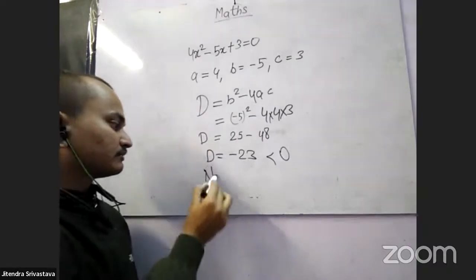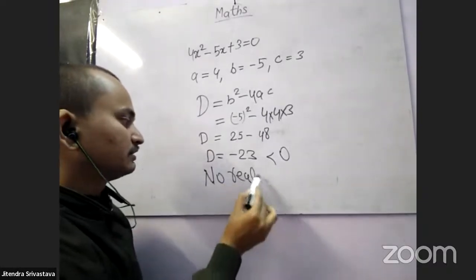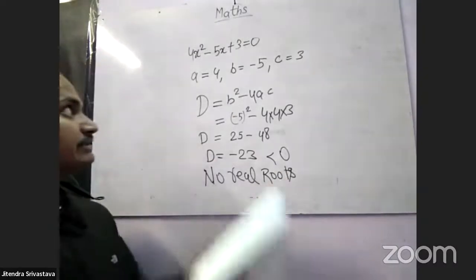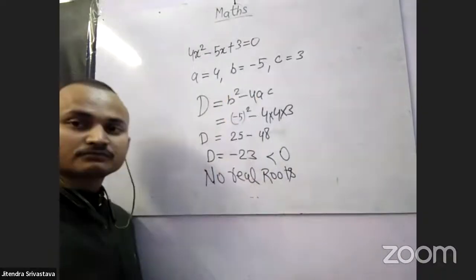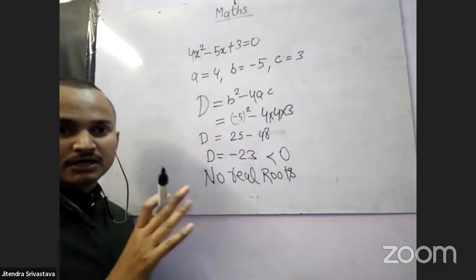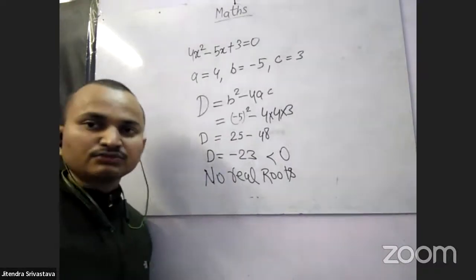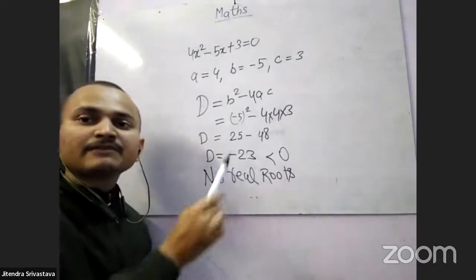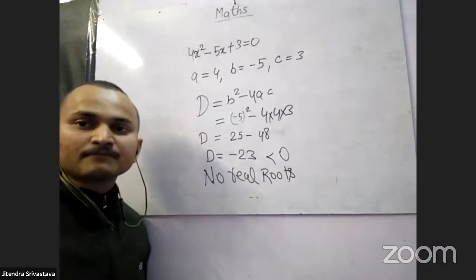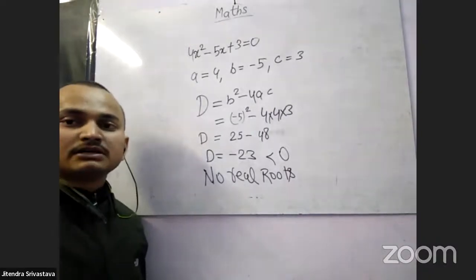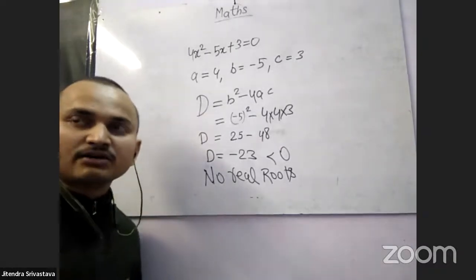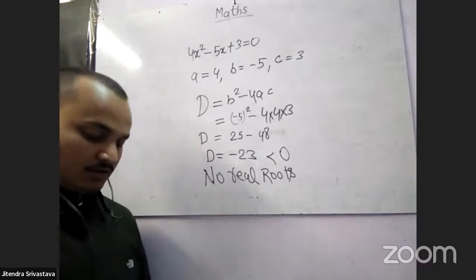No real roots. The equation has no real roots. Now, it was the nature of the equation. You don't have to solve it to find out the roots. You just have to find the value of D and compare it with 0, whether it is greater than, equal to, or less than. On the basis of that, you can simply say if the roots are real or imaginary, equal or unequal, whatever it is.